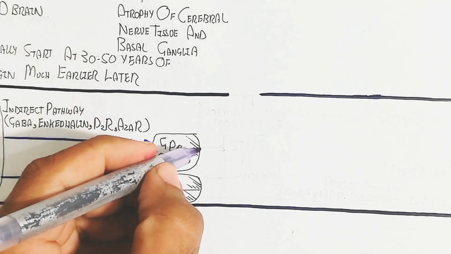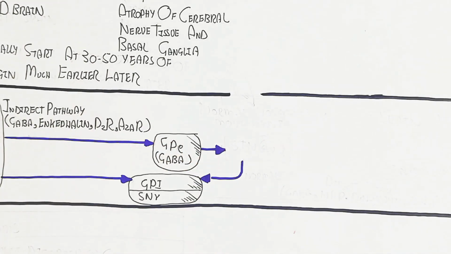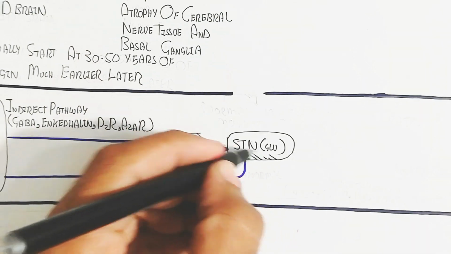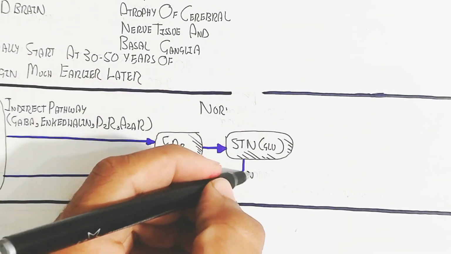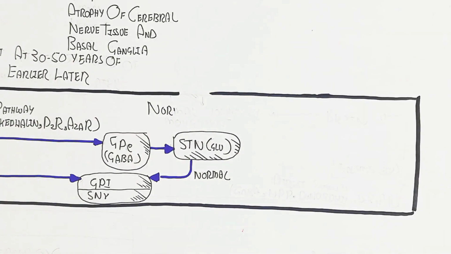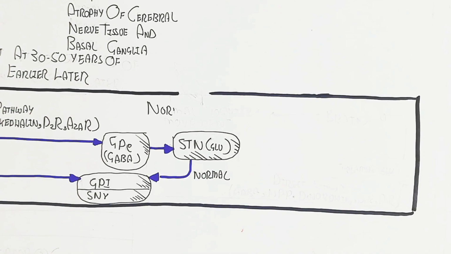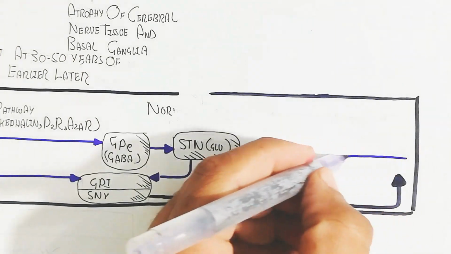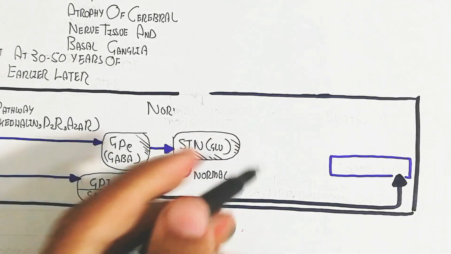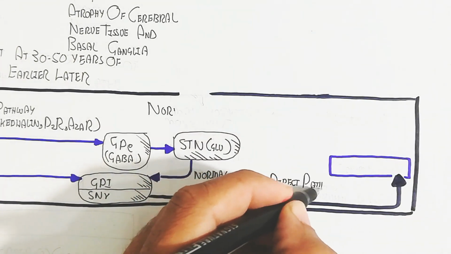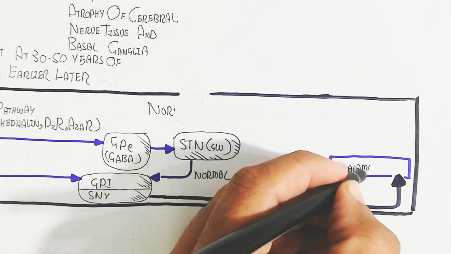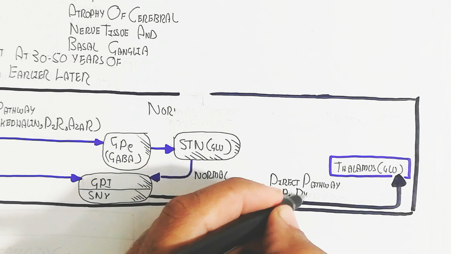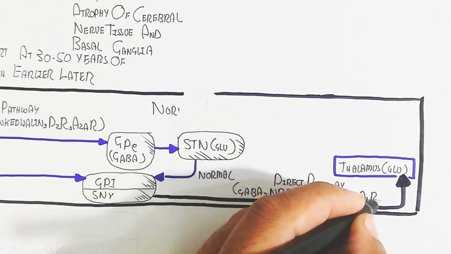In this way, the globus pallidus externus will produce GABA, and in this way the substantia nigra will produce the glutamate normally and target to stimulate the globus pallidus internus, and in this way the substantia nigra is basically a nucleus of the brain.